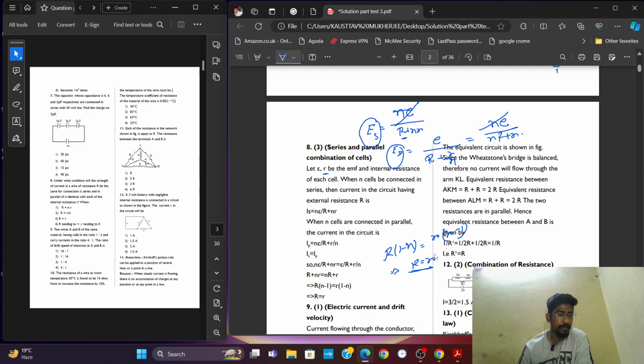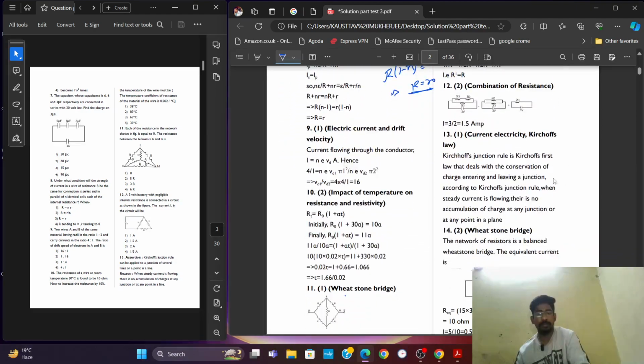Next question: two wires A and B of the same metal, having radius ratio 1:2, carry currents in the ratio of 4:1. The ratio of the drift speed of the electrons is asked. I equals n e v d A. This is the drift velocity formula, I equals n e v d A, right?